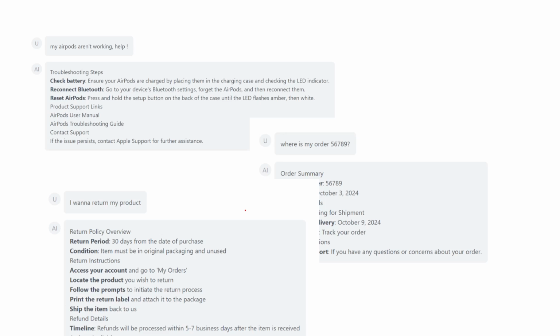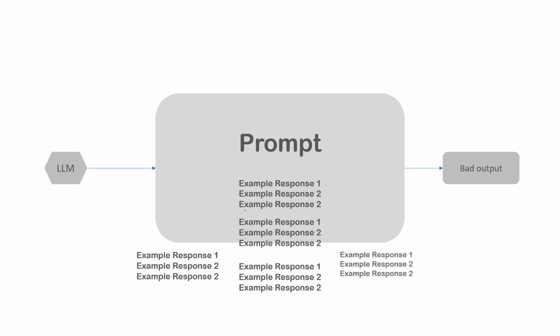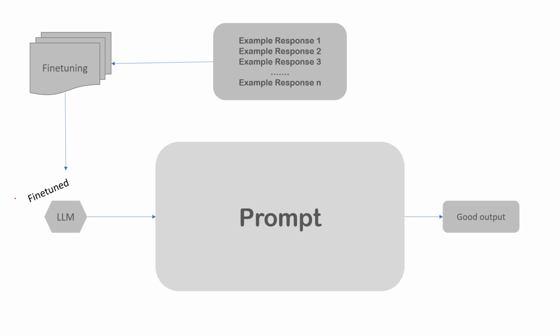So it turns out that the number of good examples might become hundreds or even thousands. And we really don't want to put all of them in the prompt, right? Because that will confuse the hell out of the model. But we can fine-tune the model with our data set of good examples. And that's actually a good idea.